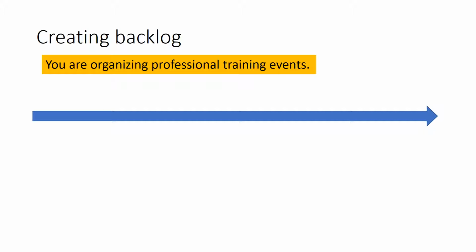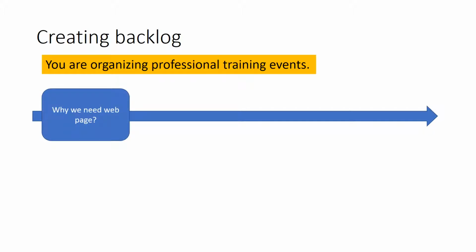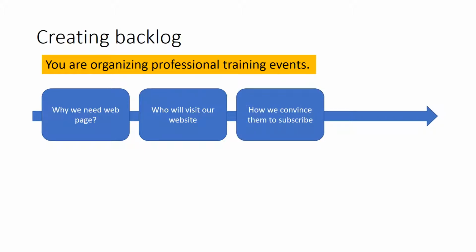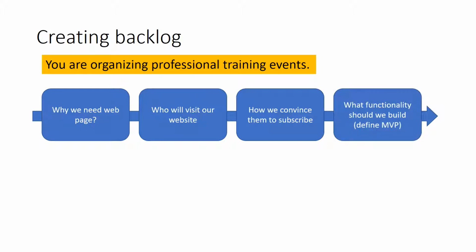And we will go using this impact mapping process. That means that first we will answer the question of why we need a web page. Then we will understand who will visit our website, who will influence, who will subscribe. Next is how we convince them to subscribe, and finally, what is the functionality we need to build? Let's look at these questions in more detail.